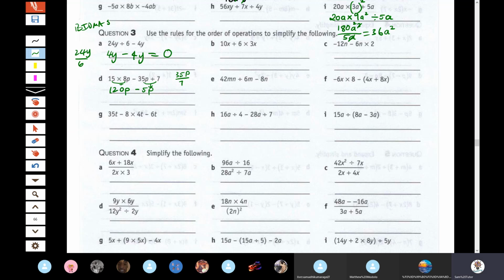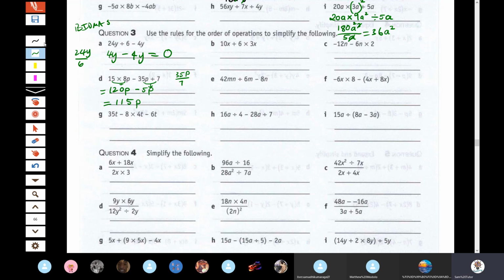So can you guys see, when you look at this, it might be a bit scary. When I see this, I break it up into two components, and that's what I want you to learn. You're going to break it up into two components, and then you're like, okay, I did that first bit. There it is. I've done that. Now, what's 120p take away 5p? Well, that's just 115p. Yep. Any questions there?